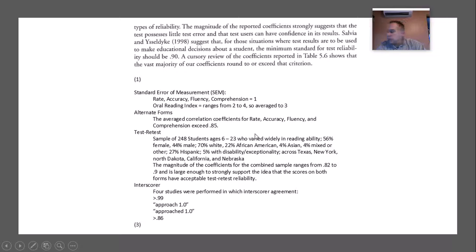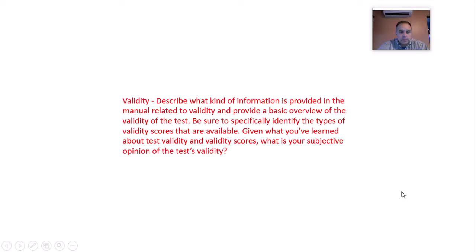And this was a summary from Dr. Reed at Houston Baptist University. It speaks of the same sort of thing, so comprehension exceeds that. Test-retest, they go into a little bit better mix of this, and I believe this is for the GORT-5, so they did include more states for test-retests with the newer version of the GORT. So you had Texas, New York, North Dakota, California, and Nebraska. Very high correlation coefficient, interscorer, all very high. Seems like a very reliable test.